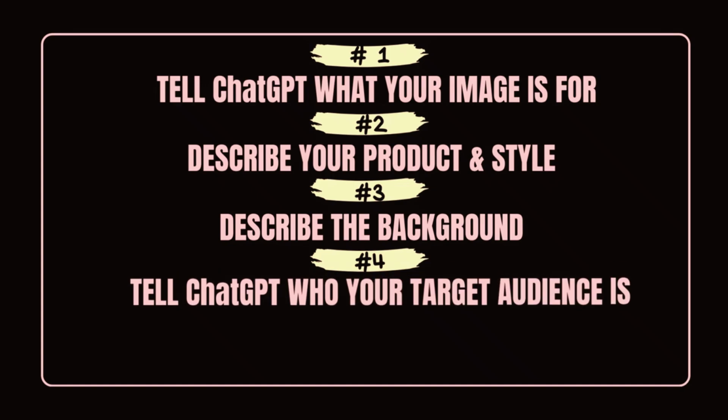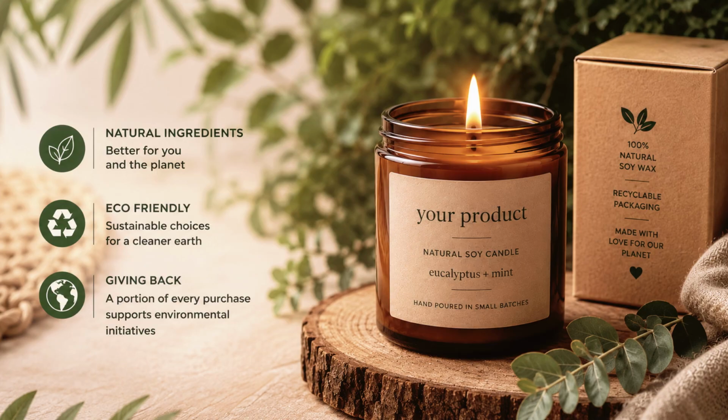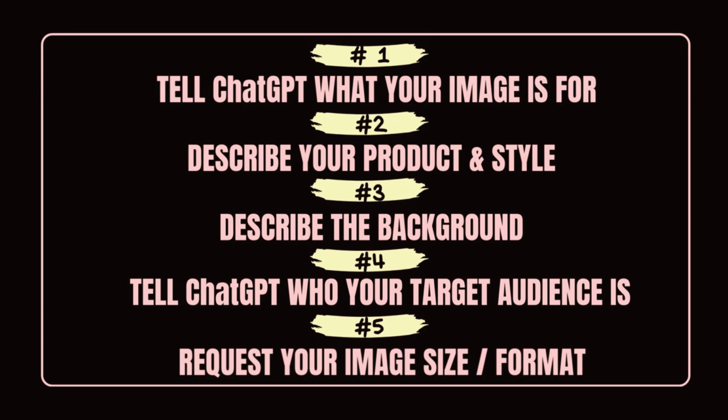Number 4, tell it who your target audience is. This could be something like female 18 to 35, or if it's for a mature audience, or maybe your product is made from eco-friendly materials and your target audience are eco-conscious. Number 5, ask for a specific image size or format. Unless you tell ChatGPT to generate a square image, it's likely to default to a portrait image.